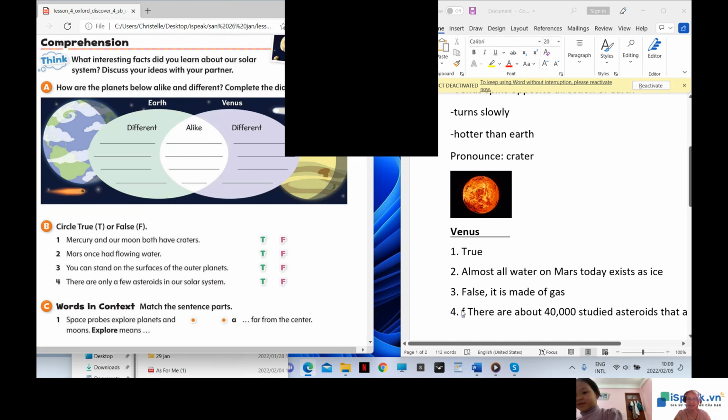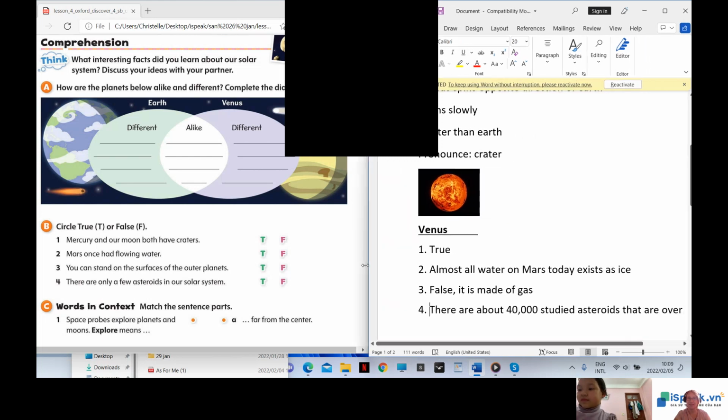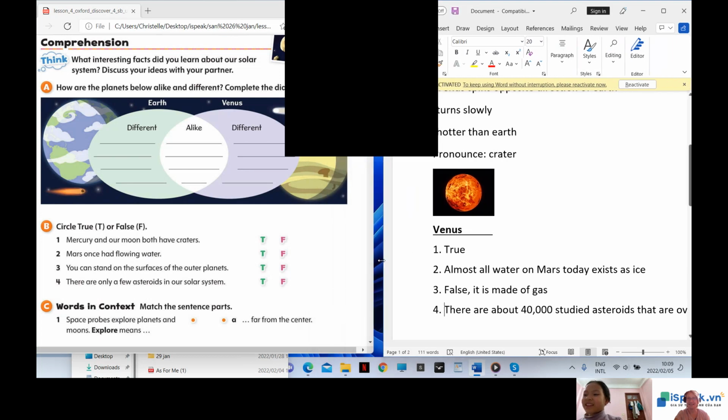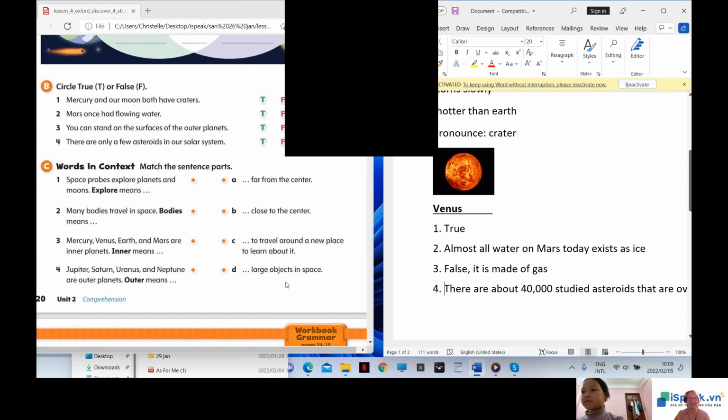Look at that number. There are about 40,000 asteroids. Can you believe it? 40,000. That is crazy. So let's go to C.